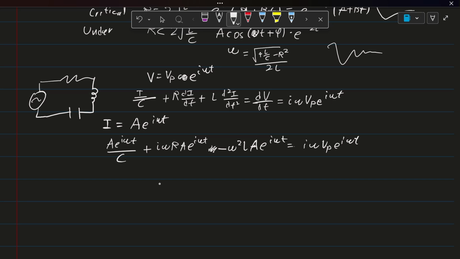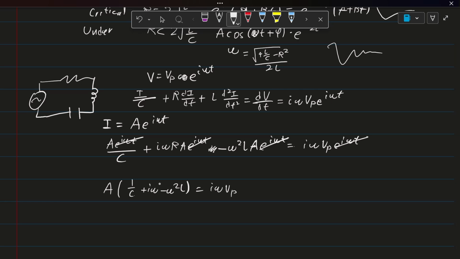Now something to notice in here, which is not really visible if you're doing this with real numbers, is that you could actually cross out all of the e to the power of I omega t. And this is because the modulus, or the absolute value, of e to the power of I omega t will always be 1. So it's not 0, and we could just cross the entire thing out. And then after that, we could collect all of the terms together. We could get A times 1 over C plus I omega R minus omega squared L equals I omega Vp.